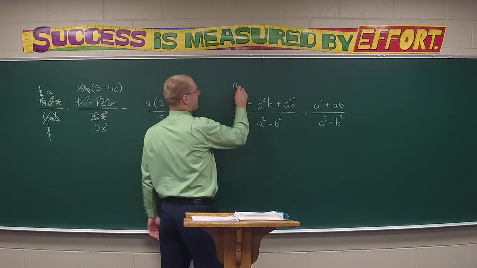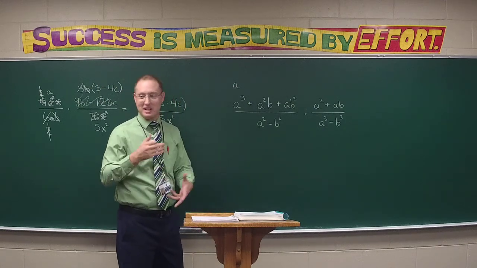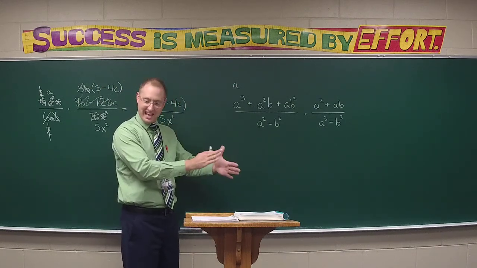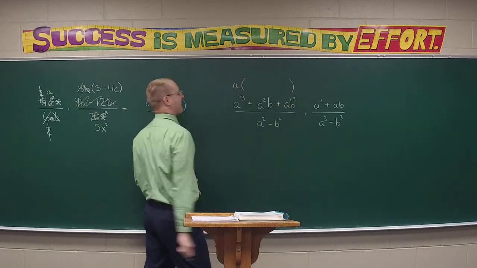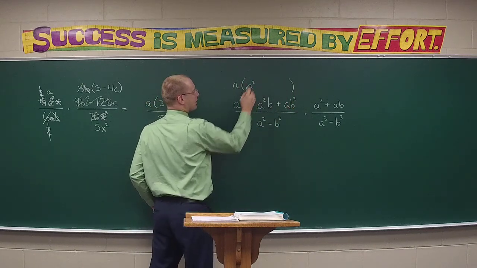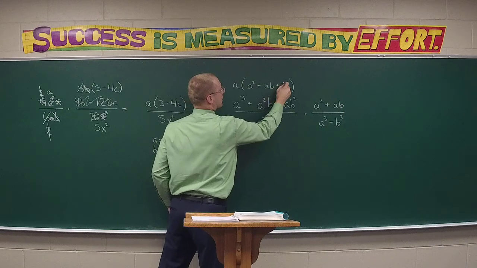A, very good. You can factor out A. Very good. And when you pull out the A, what am I left with? A squared plus AB plus B squared.